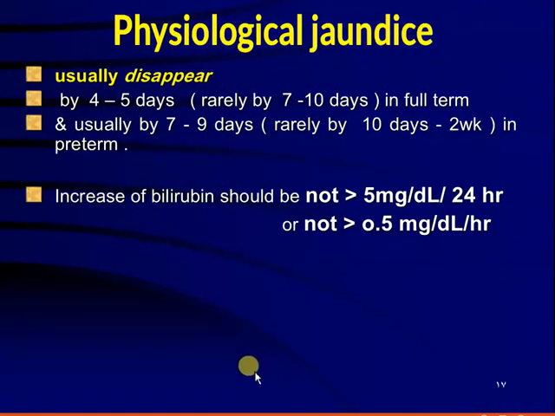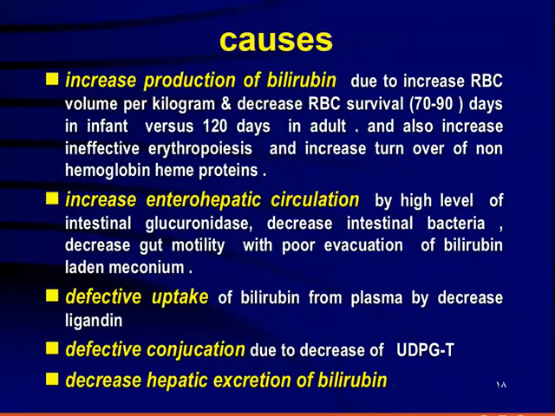Usually this disappears by 4 to 5 days, rarely by 7 to 10 days in full-term infants, and usually by 7 to 9 days in a preterm infant, and rarely by 2 weeks in a preterm. Increase of bilirubin should be not more than 5 milligram per deciliter per 24 hours, or not more than 0.5 milligram per deciliter per hour.